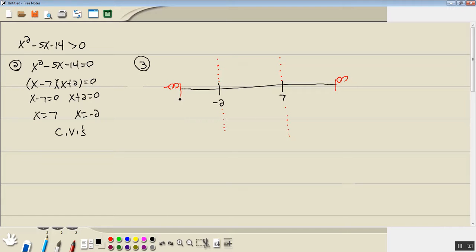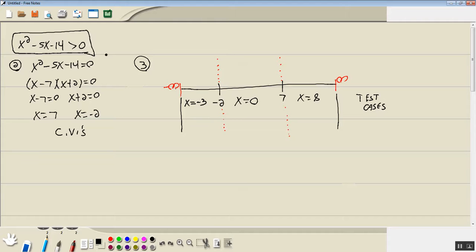Now we want to pick test cases. You're asking what random numbers and so forth. It really doesn't matter what you pick, just as long as you choose some value between negative infinity and negative 2, like negative 3 or negative 4. Now here I want to choose something between negative 2 and 7, and 0 is a perfect one to choose there. And then over here I want to choose something greater than 7, like 8 or 9 or 10 or whatever you want. Now we want to plug those back into our original inequality here.